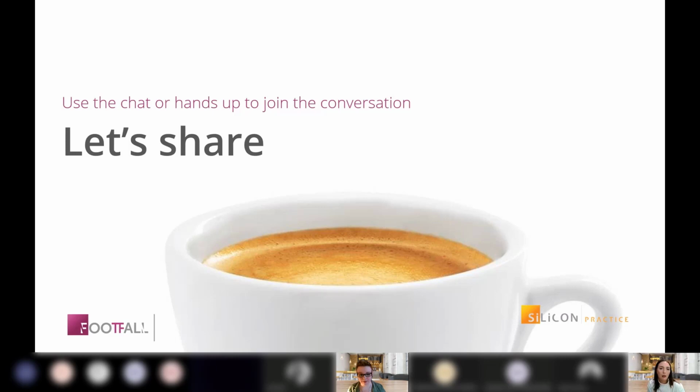footfall to put everything through one column in the practice. So that means all phone calls, all online requests, any people who come into the practice will all go through to the footfall dashboard.